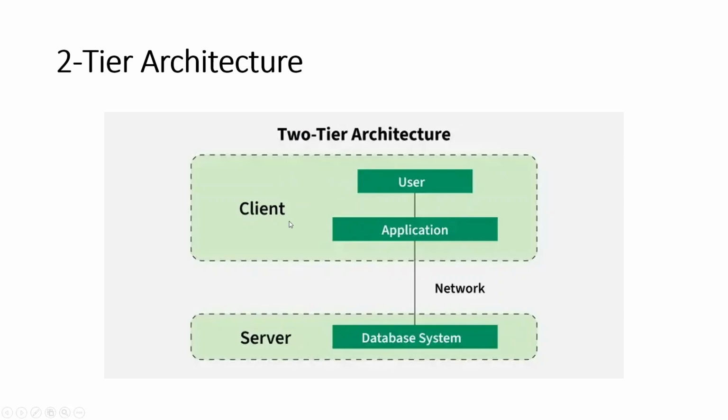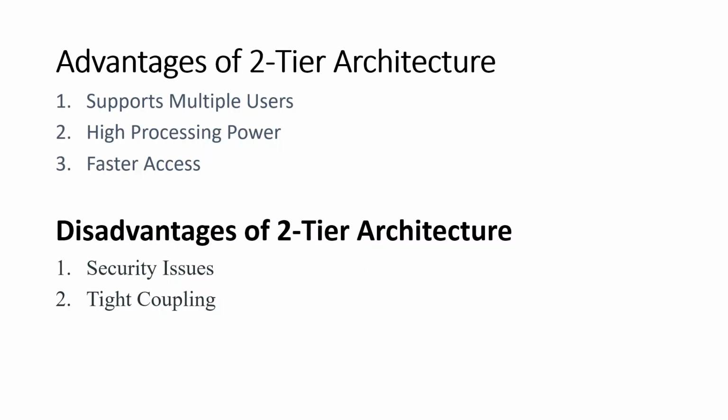Here is a client and here is a server. The user cannot communicate directly with the database. The user communicates first with the application, and the application communicates directly with the database. It means the server.